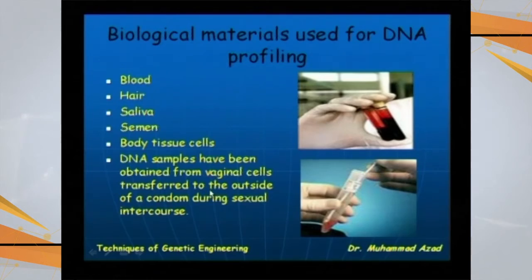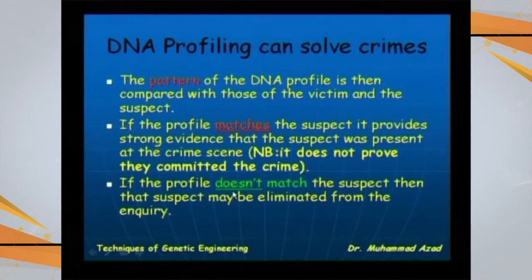DNA samples have been obtained from vaginal cells transferred to the outside of a condom during sexual intercourse. The pattern of the DNA profile is then compared with those of the victim and the suspect. If the profile matches the suspect, it provides strong evidence that the suspect was present at the crime scene. This shows presence, but it does not prove that they committed the crime. If the profile does not match the suspect, then that suspect may be eliminated from the inquiry.